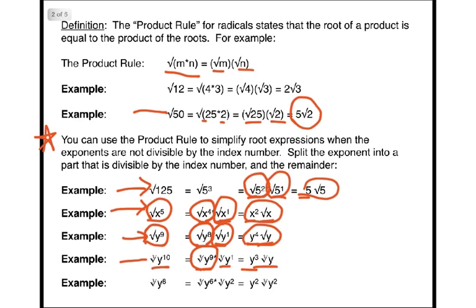There's one more example with the cube root of y to the eighth. Y to the eighth is y times itself 8 times, so I rewrite it as y to the sixth, which is divisible by 3, times y squared, which is not divisible by 3. So the first part simplifies, 3 goes into 6 twice, so we have y squared, and the last part does not simplify, so it just remains behind as the cube root of y squared.